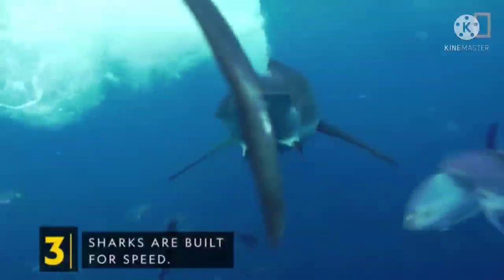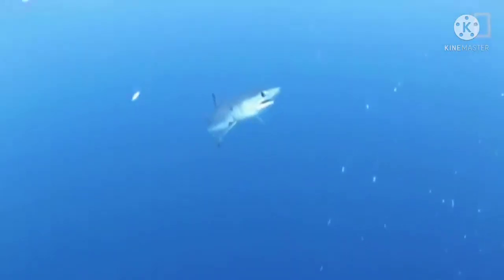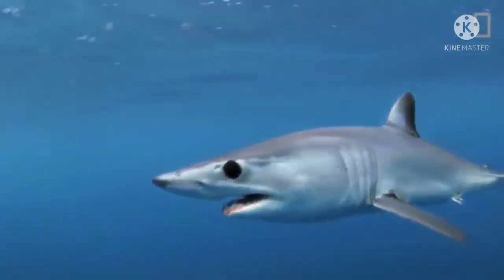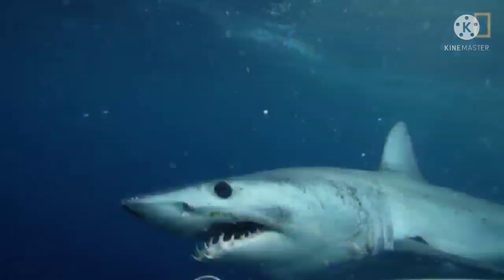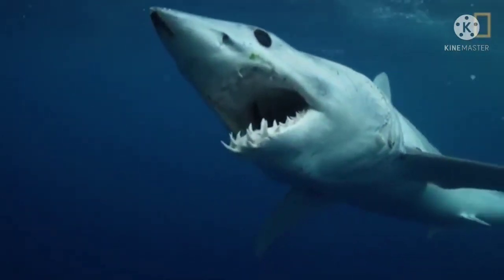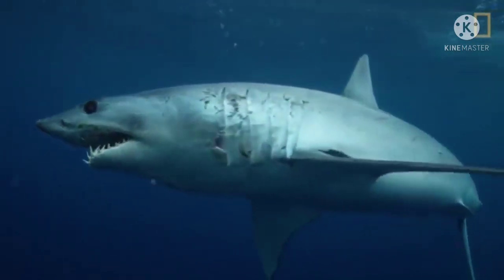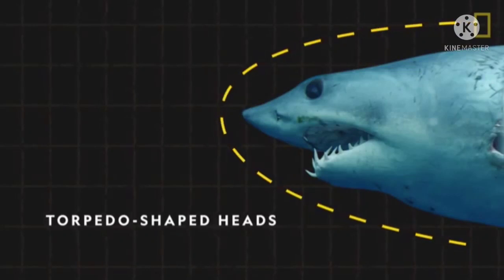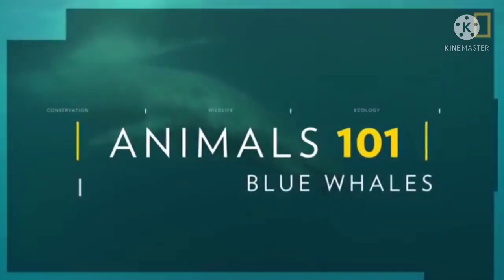Sharks are built for speed. The fastest known shark, the mako shark, can reach speeds of up to 46 miles per hour. This speed is largely due to their body's hydrodynamic design. Many sharks have torpedo-shaped heads that allow them to cut through the water with little resistance.